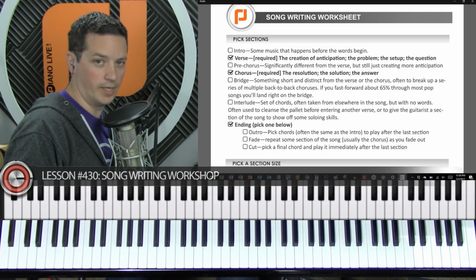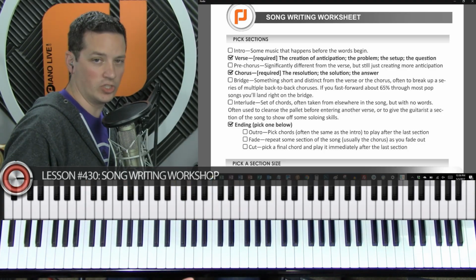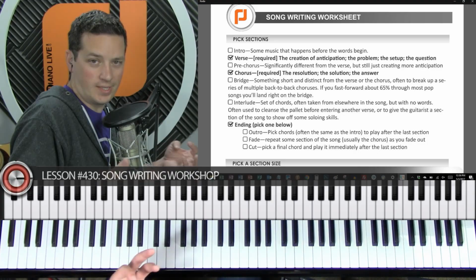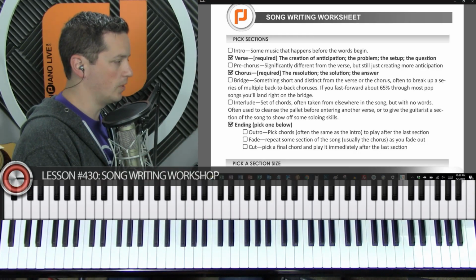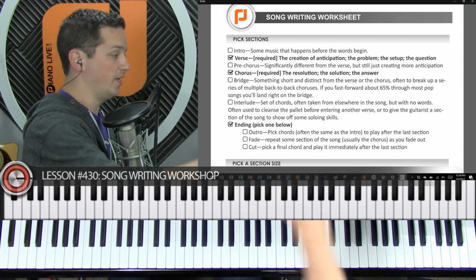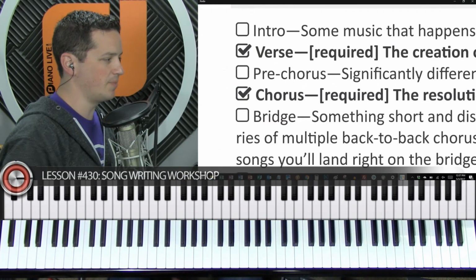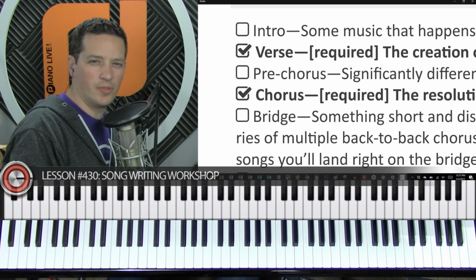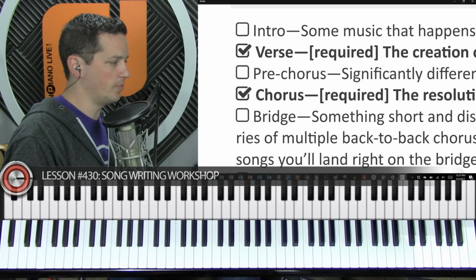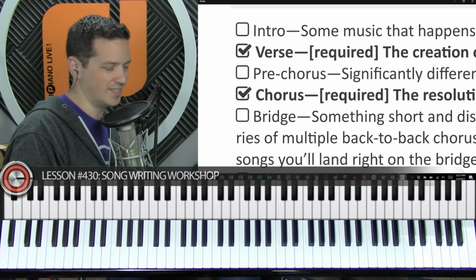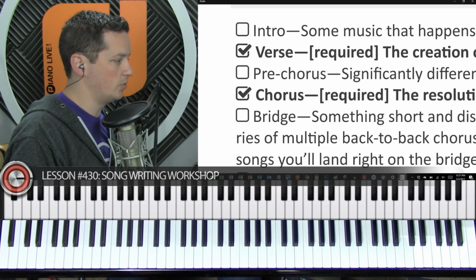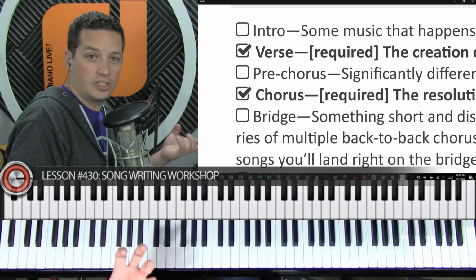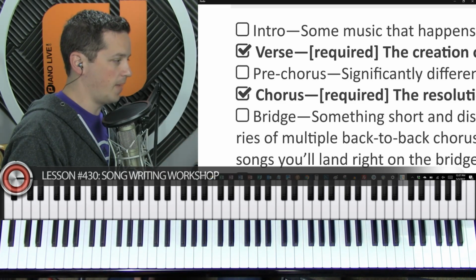So that's all we're doing, creating tension and resolving it. Your verse is your opportunity to create that tension that, hopefully, is going to get resolved somewhere in the chorus. Now, you have the option of putting in a pre-chorus, which is distinctly different from the verse, but it's not quite the chorus yet. It's not really the resolution yet. In a lot of cases, it just builds up more tension. So do you want to have that additional tension created by adding in a pre-chorus?